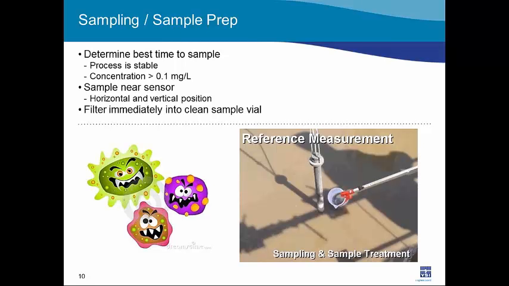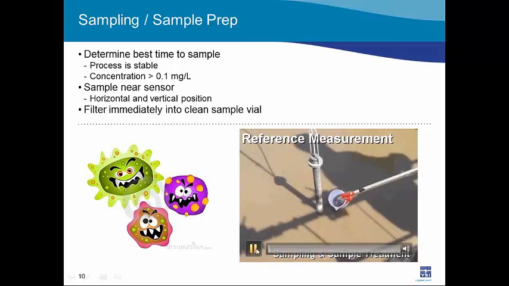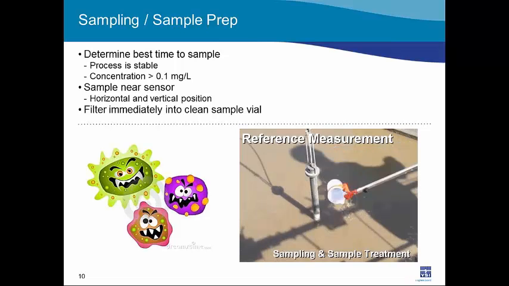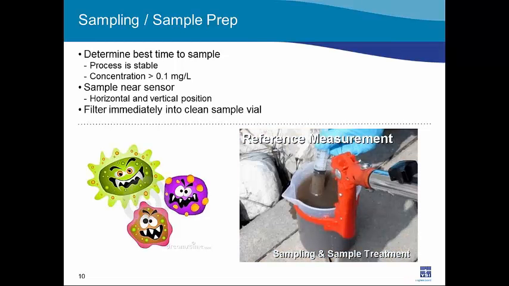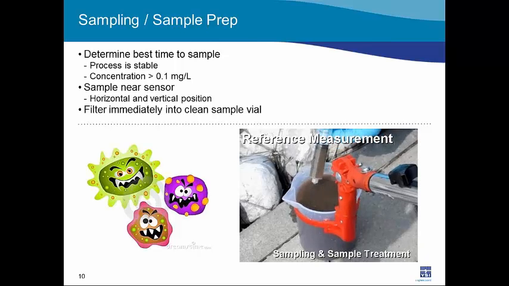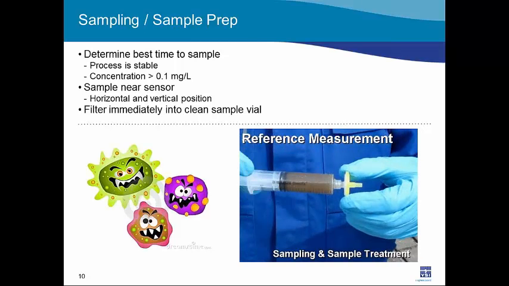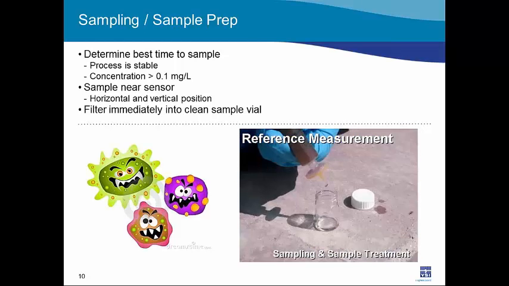And then the next step would be to filter immediately into a clean sample vial. And this is important because in this mixed liquor sample especially, there are billions of bacteria, and many of these bacteria eat ammonia and eat nitrate. So they are changing the composition of the sample, even in the sample vial, such that if you wait until you get to the lab, the composition of that sample could be a lot different than when you actually took the sample. I have a brief video here showing what I mean by proper technique.